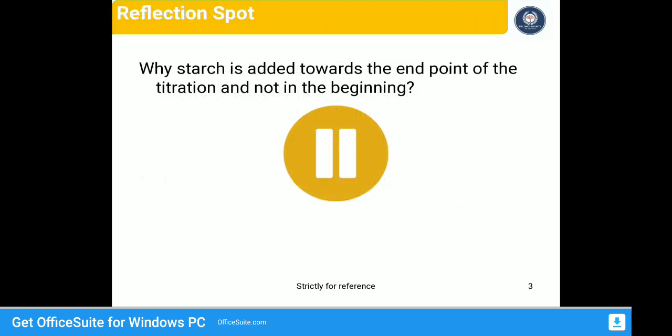Now this is a time to think and reflect. So take a pause and write down the answer to the question in your notebook. Why is starch added towards the end point of the titration and not in the beginning?